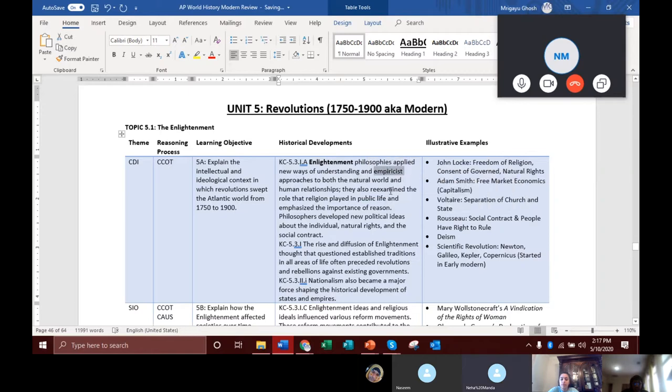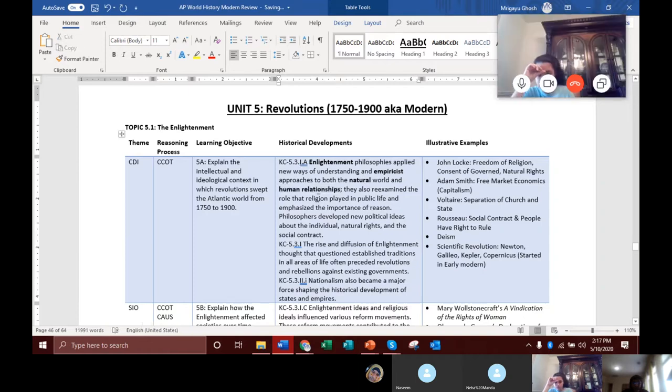So we're looking at empirical approaches. We're looking at natural human relationships, religion, and reason. And then we're looking at philosophers, individual natural rights, and then the social contract. These are all important terms I would bold. The rise and diffusion of Enlightenment thought questioned established traditions that gave the mindset and the philosophy for rebellions and revolutions. And then, of course, we have nationalism.